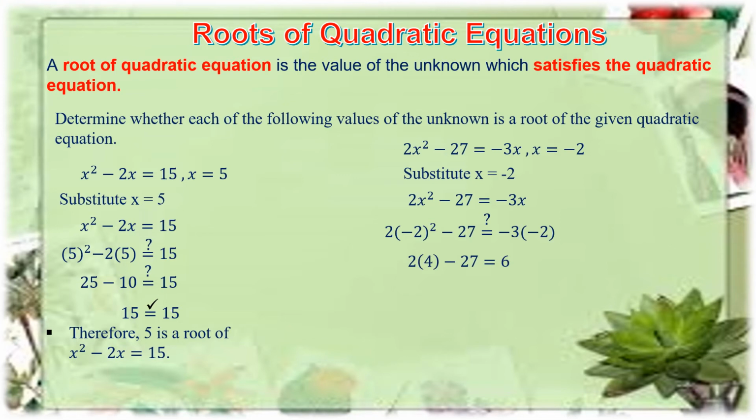Simplifying further, we get 2 times 4 minus 27. Is it equal to 6? So 8 minus 27, is it really equal to 6? So it is not really equal to 6. So it is equal to negative 19. So therefore, negative 19 is not really equal to 6. So therefore, negative 2 is not a root of 2x squared minus 27 is equal to negative 3x.